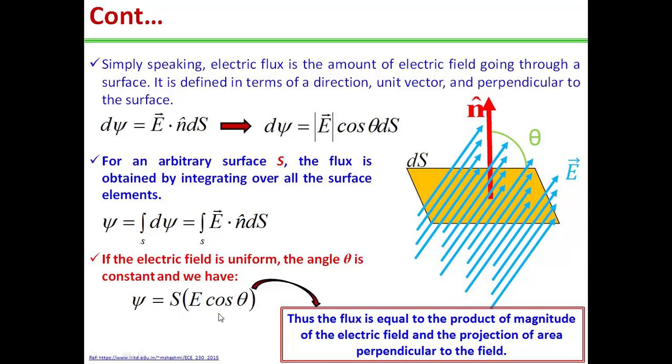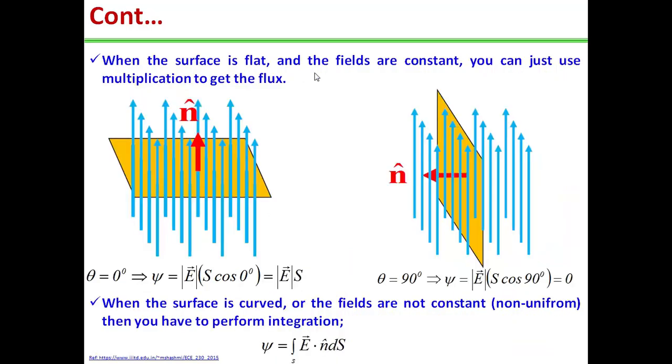E cos theta is basically the magnitude of electric field crossing the surface S. Thus, the flux is equal to the product of the magnitude of electric field and the projection of area perpendicular to the field. When the surface is flat and the field is constant, you can just use multiplication and get the flux: multiplication of the surface and the electric field.